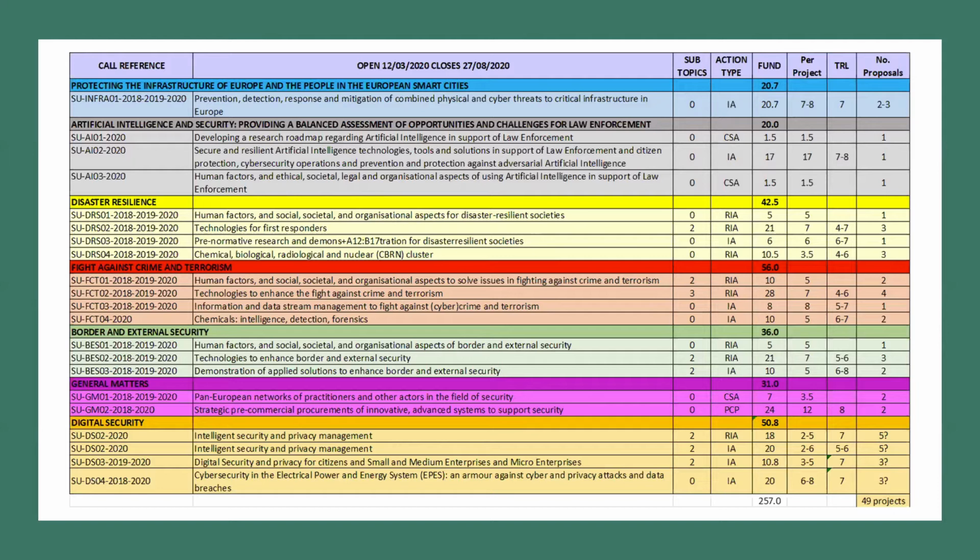The CSA, coordination and support action, is the standardization, dissemination, awareness raising, taking into consideration dialogue, networking coordination, and mutual learning. And the PCP, which is the pre-commercial procurement action, there's only one of those under general matters. The Commission invites practitioners involved in projects funded under subtopic one within there. And the PCP is requirements resulting from those projects.